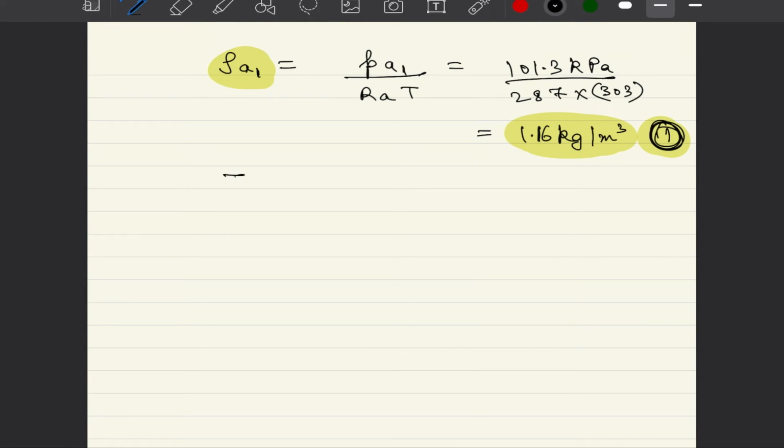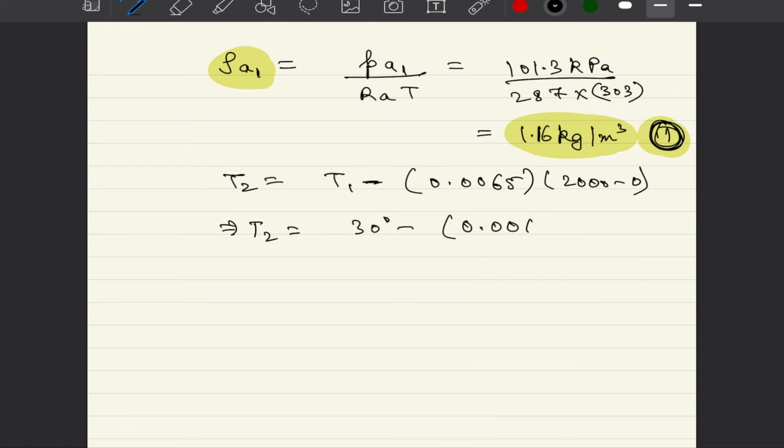Similarly, we can calculate T2. T2 would be T1 minus alpha. Alpha is 6.5 degrees Celsius per kilometer as given in the question. We can write this as 0.0065 into (2000 minus 0), which implies T2 would be 30 degrees minus 0.0065 into 2000, which comes out to be 17 degrees Celsius approximately.